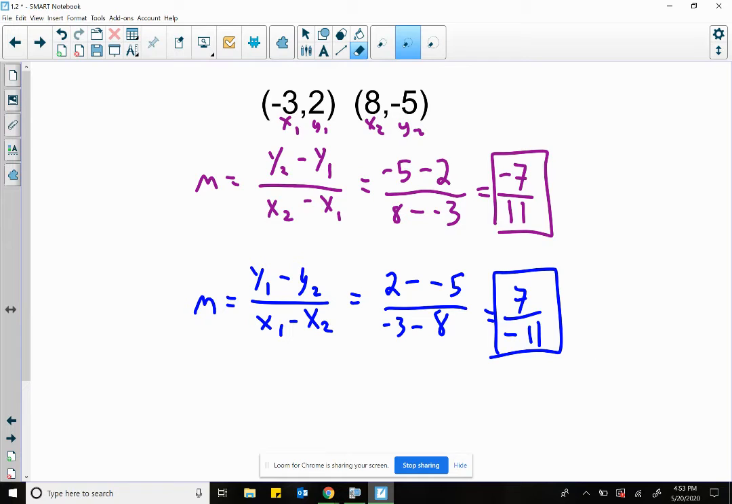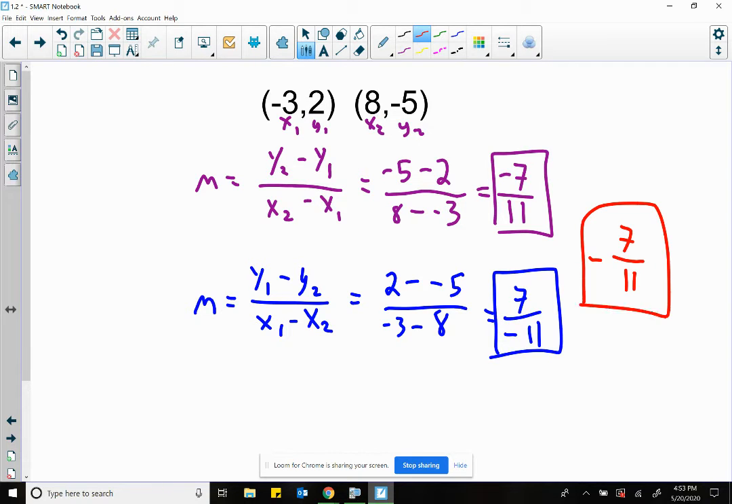Because remember, the negative can either go on the top, the bottom, or if you wanted to, you could write it out front and say that this is negative 7/11. All three of these are the same answer. Remember, we talked about that in section 1.1. The negative can go in the top, the bottom, or out front.